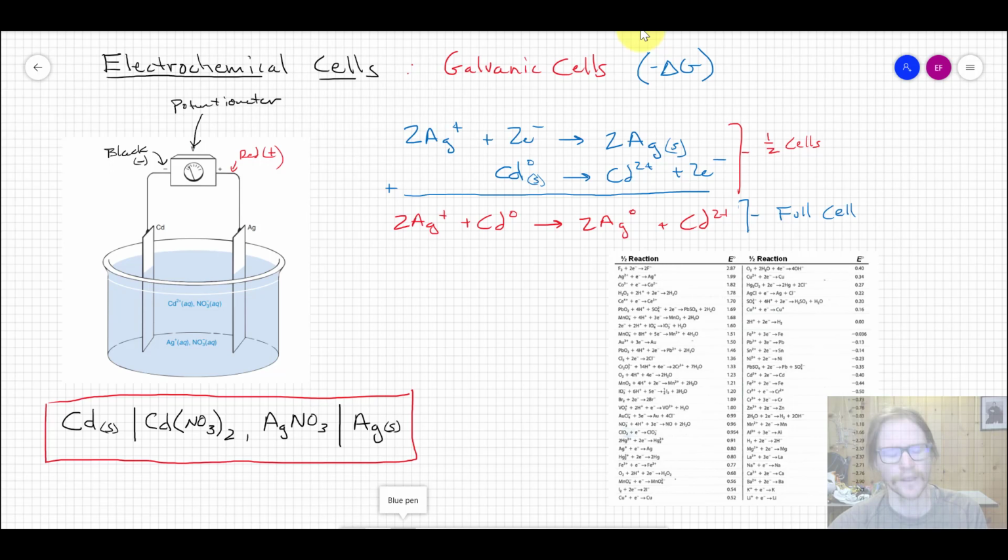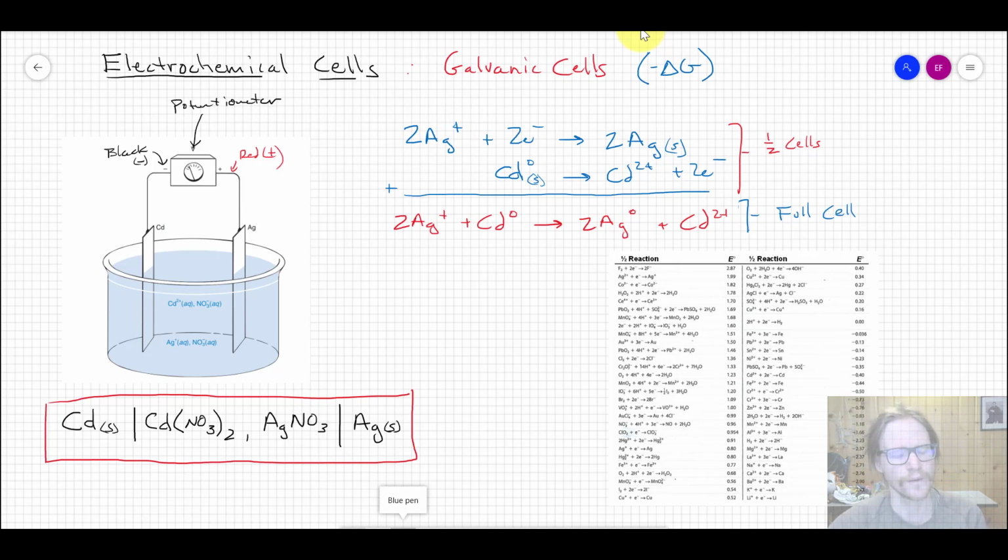Whenever you have an electrochemical cell, you have to have two half reactions. Because if you're taking electrons from some species, those electrons have to go somewhere. And that's always going to be true. You can never have just one half of a reaction.